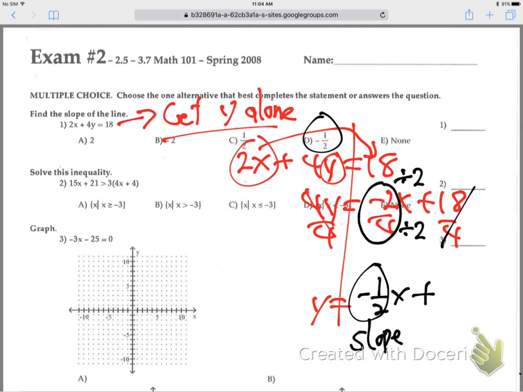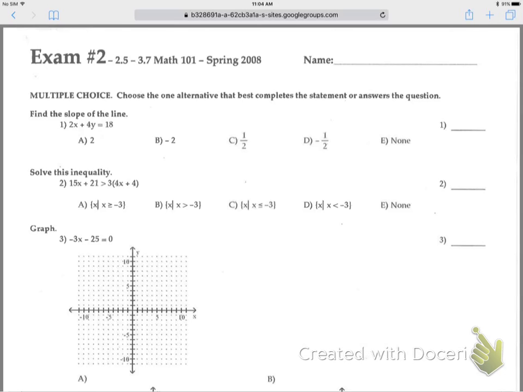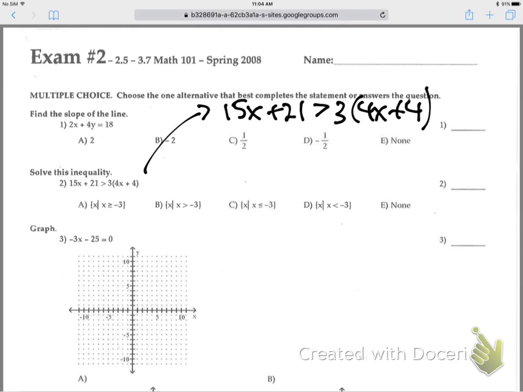That inequality. All right, so that means distribute and things like that. Okay, let me go to a fresh page. So we have 15x plus 21 greater than 3 times 4x plus 4. Okay, so distribute: 12x plus 12.